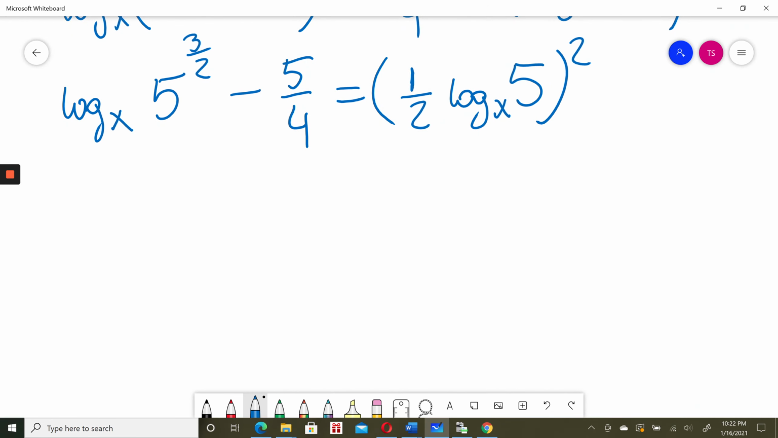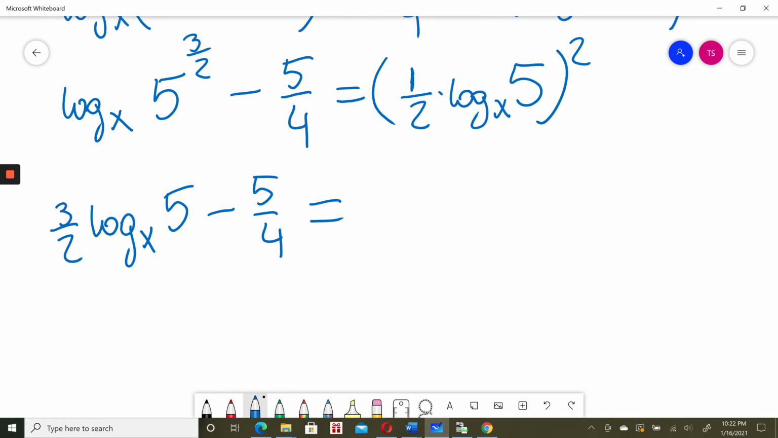My next step, I'll put 5 to the power of 3/2. I will put that 3/2 in front of the logarithm. So 3/2 log base x 5 minus 5/4. Now I have to square the right side. This is 1/2 times logarithm, so I will square both things. 1/2 squared will be 1/4, and I will have log x 5 squared as well. I can write it like that.